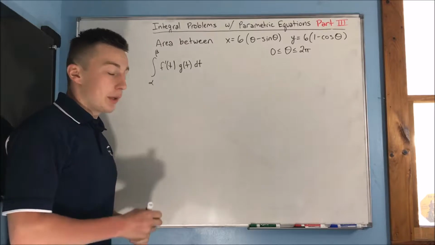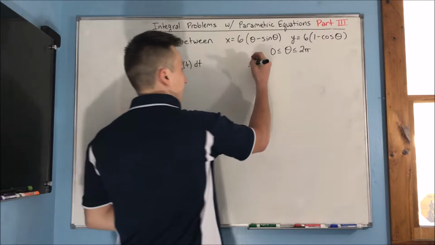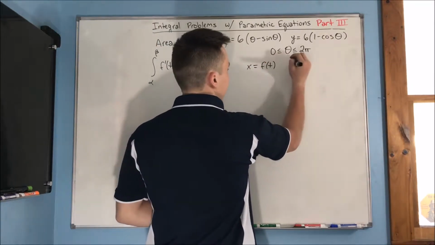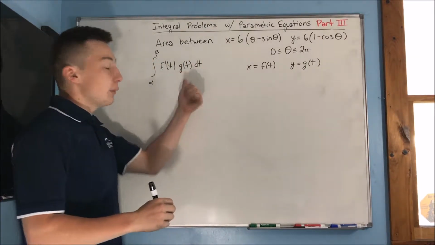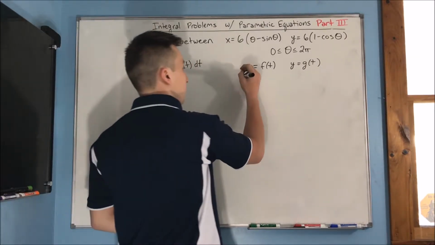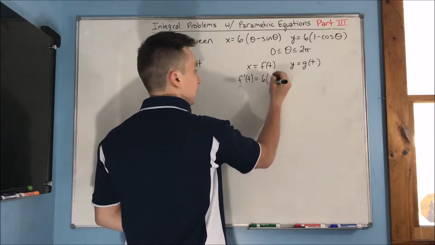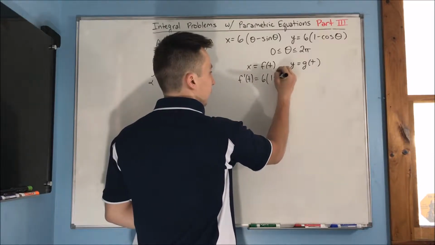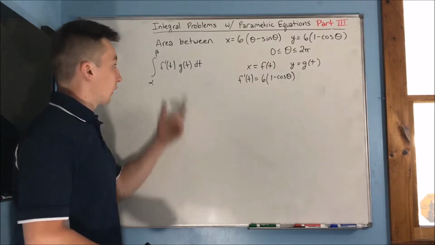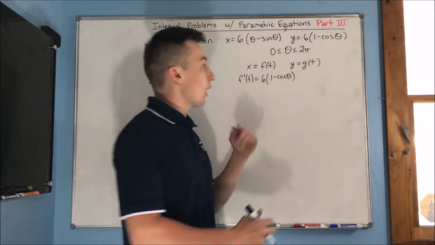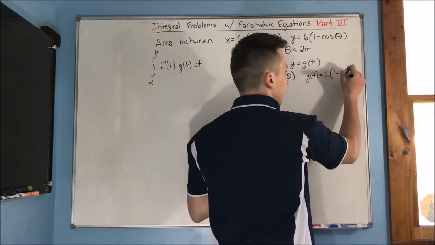Okay, we have our formula, right? This is the formula that we use to integrate parametric equations, and we know that x equals f of t and y equals g of t. That being said, we can find f prime of t and we can find g of t. F prime of t is just going to be the derivative of this x equation, right? So we're going to get 6 times (1 minus cosine theta). Alright? And our g of t, that's just going to be our y equation. So that's actually also going to be 6 times (1 minus cosine theta).